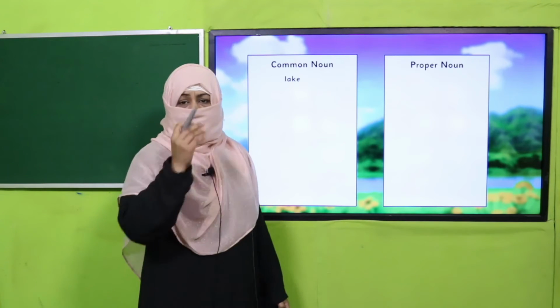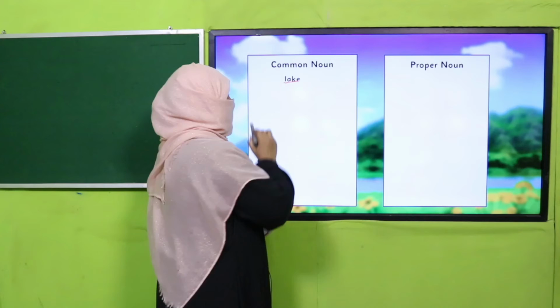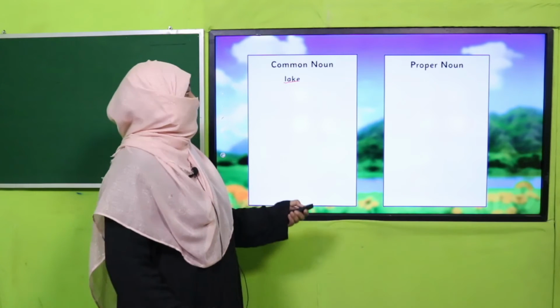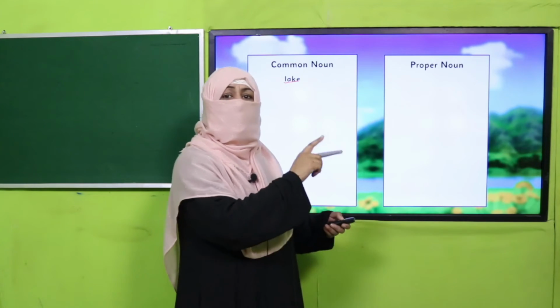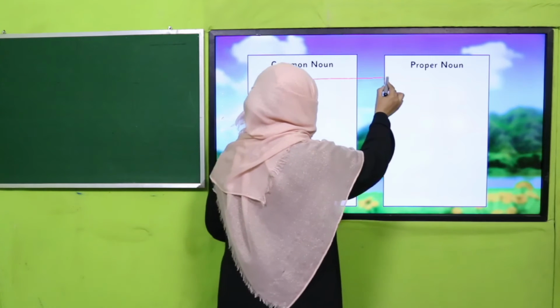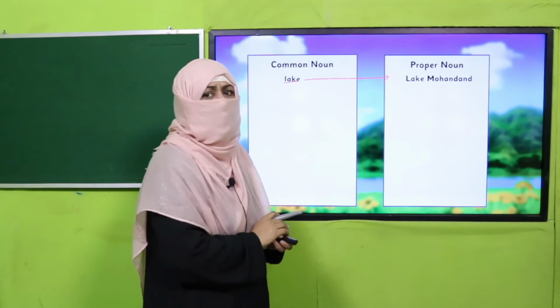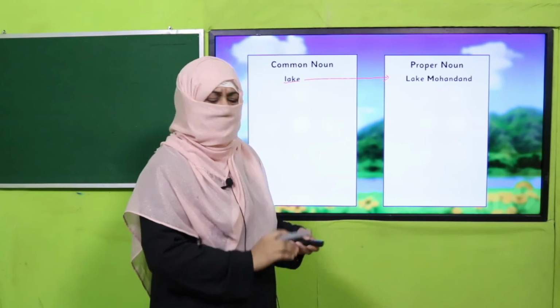For example, the first child comes and writes lake. Okay, it's a common noun, we know. The child who comes from Group 2 has to write the name of a lake, a proper noun, like Lake Mohundend, a beautiful lake in Pakistan.